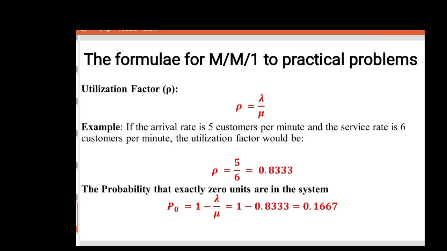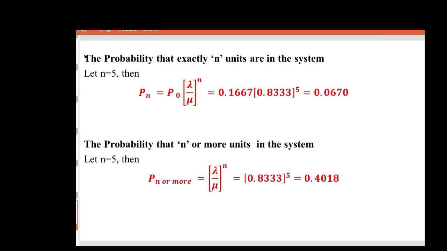The probability that exactly 0 units are in the system is about 17%, because that is just 1 minus the utilization factor. The probability that exactly n units are in the system, P subscript n, equals the probability the system is idle times the utilization factor raised to the power of n, here 5. And of course, that gives us 0.07.